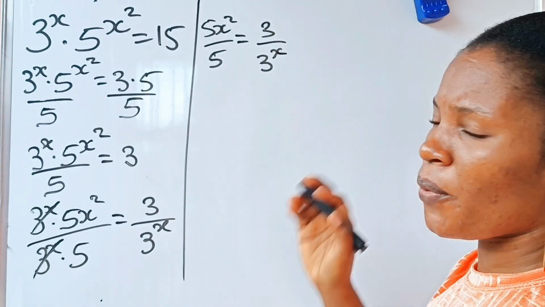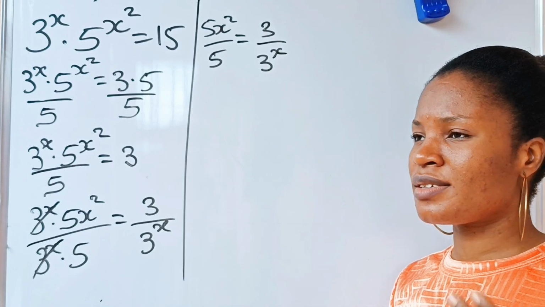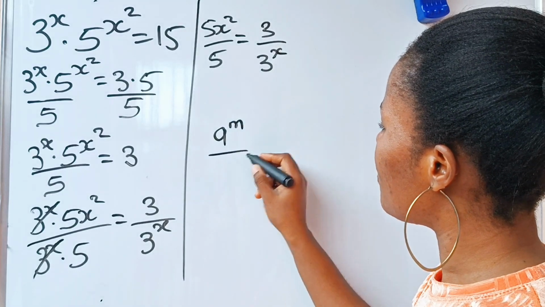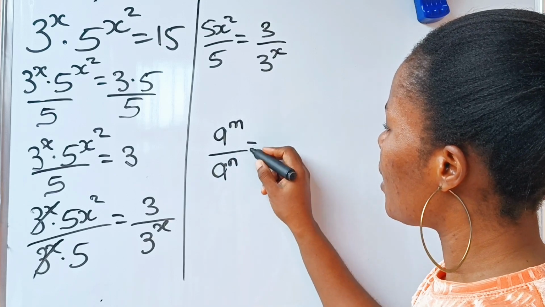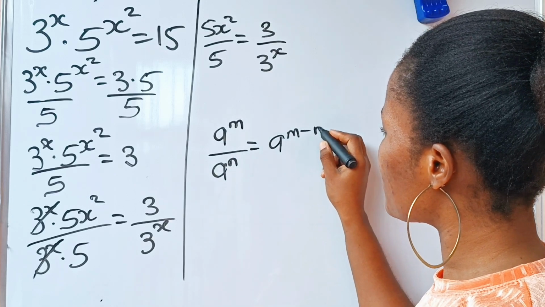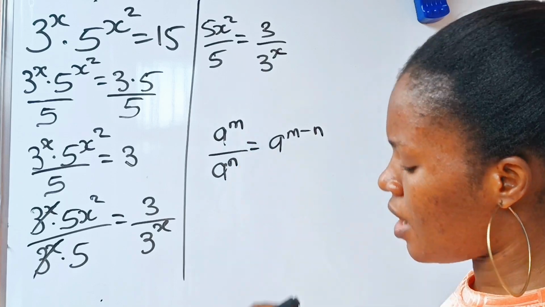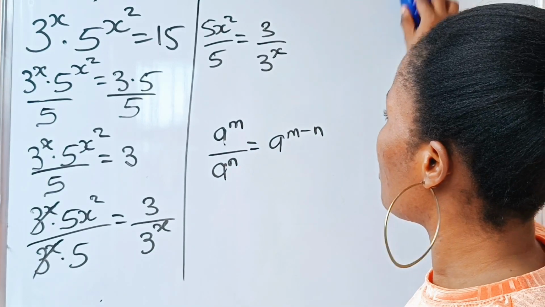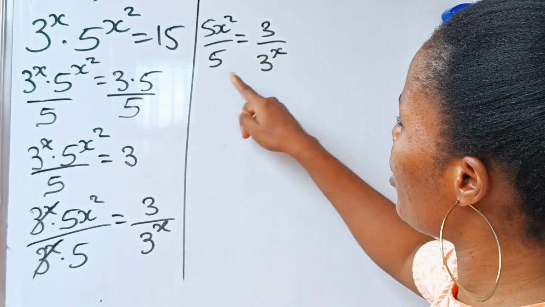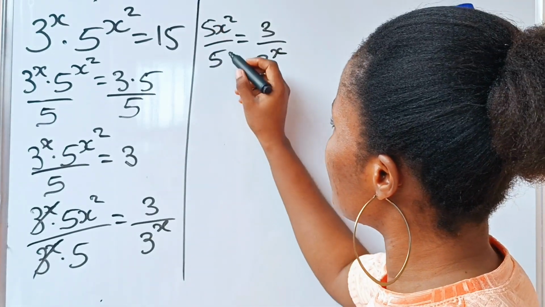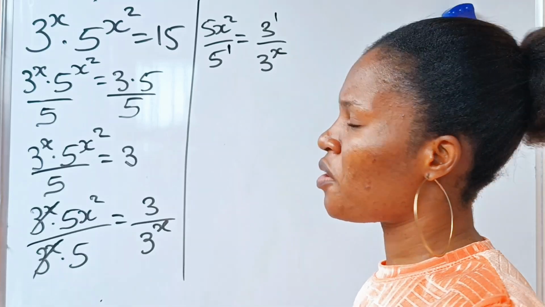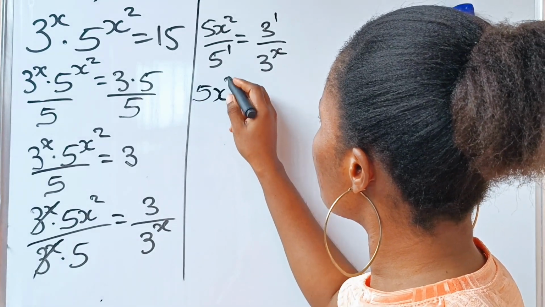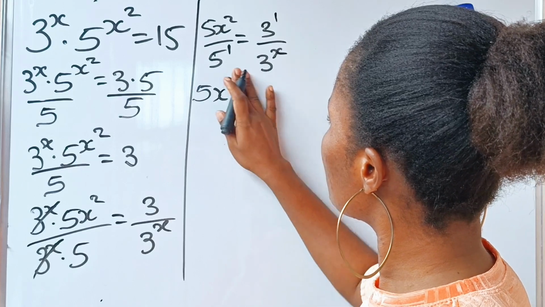Let's apply this law of indices or exponents that states that a to the power of m divided by a to the power of n is equal to a to the power of m minus n. That is, when you have the same base and they are dividing each other, just subtract the powers and pick one base, okay? So we are going to do the same here. We are going to pick one base, which is 5. Note that this is 5 to the power of 1 and this is 3 to the power of 1. So we are going to have 5 to the power of x squared minus 1.